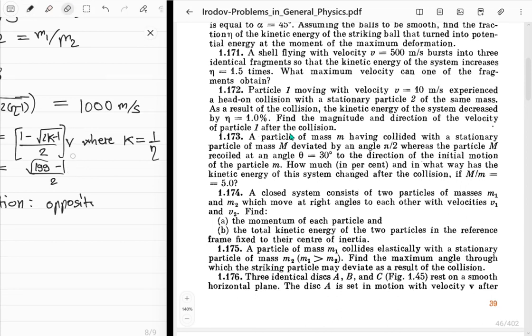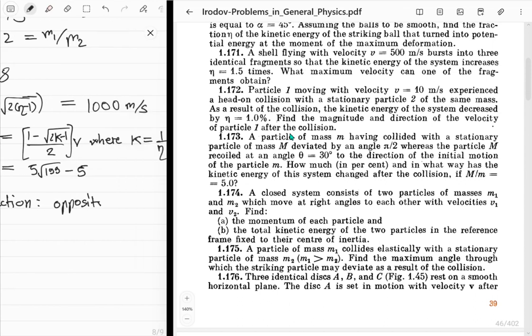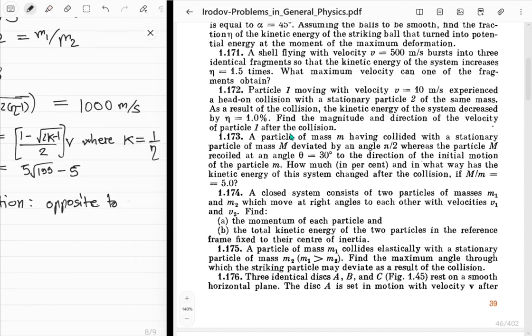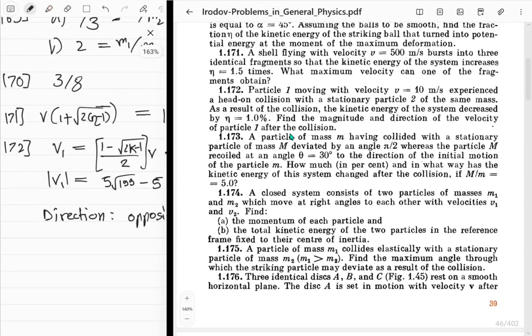So 10 times this guy. Oof. So like 5 times of all of this. 5 square root of 199. That minus 5, opposite to v, that should do it. Okay, 173.